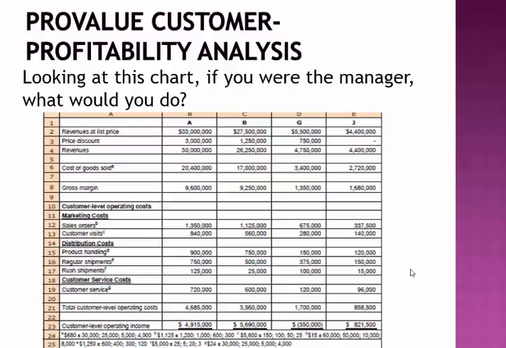Looking at this chart, if you were the manager, what would you do? Does anybody happen to notice that down here, customer G has a negative operating income, $350,000? So in other words, what is the point of having this customer as a customer? They are costing us money. We're not getting anything here.